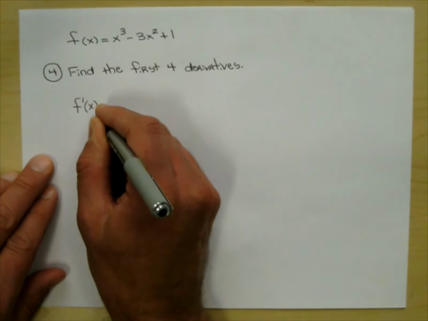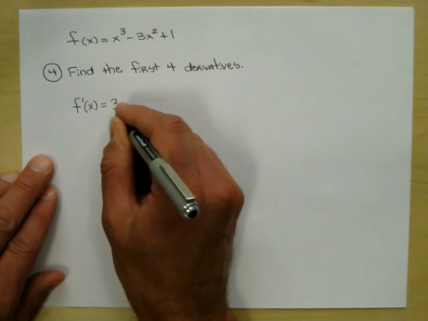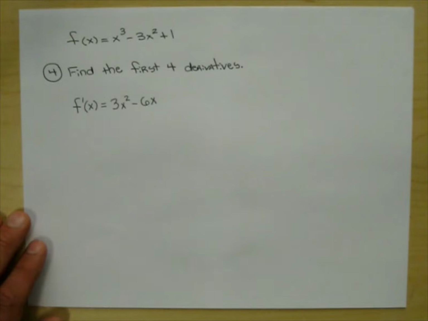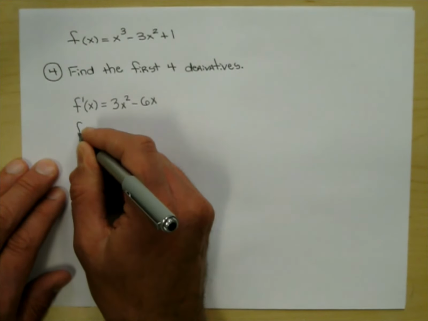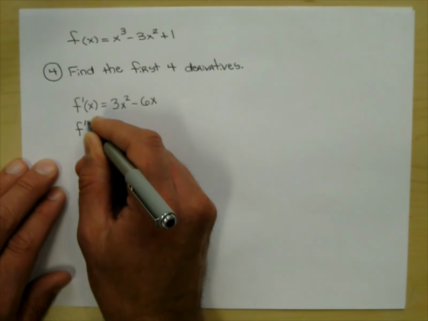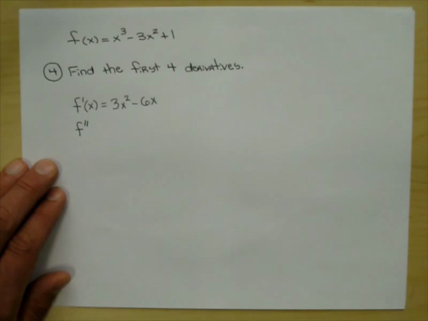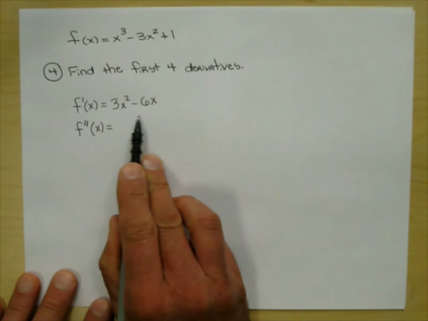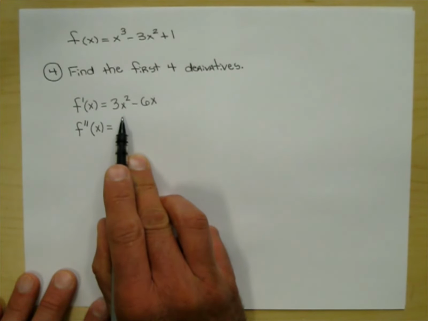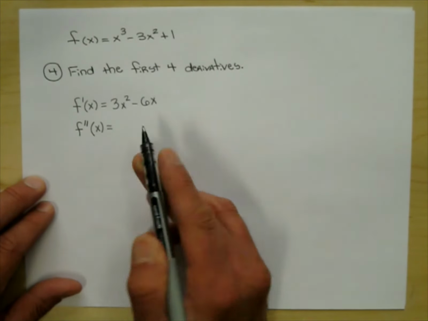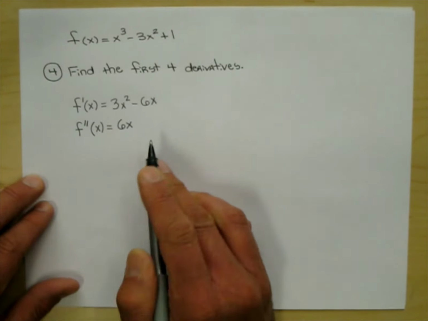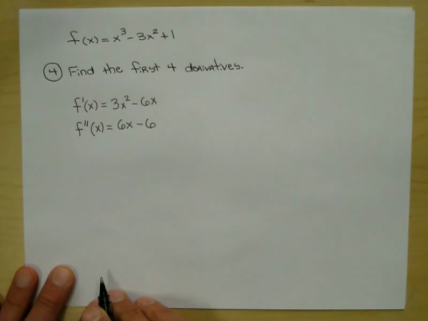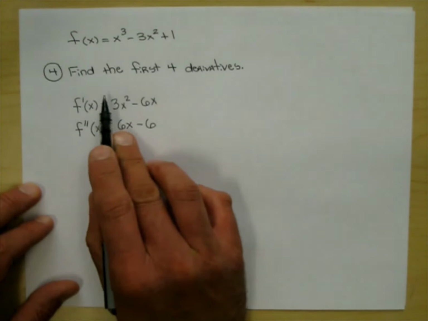F prime, we've already done this, so this is 3x squared minus 6x. Here's the notation for second derivative: double prime. F double prime of x is, so what we do is we zap this guy with the derivative gun. And so it ends up being 6x minus 6. The first 4 derivatives.